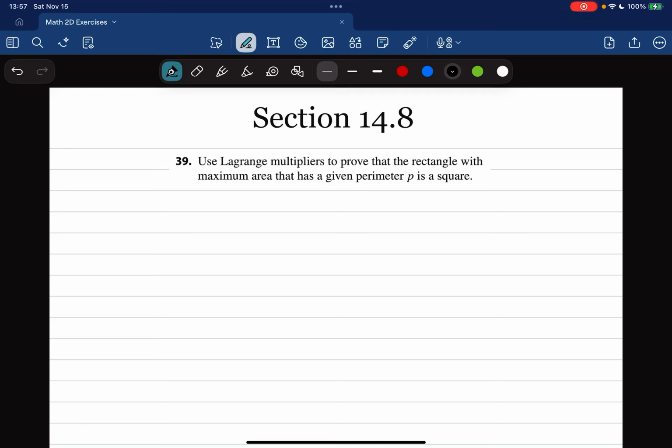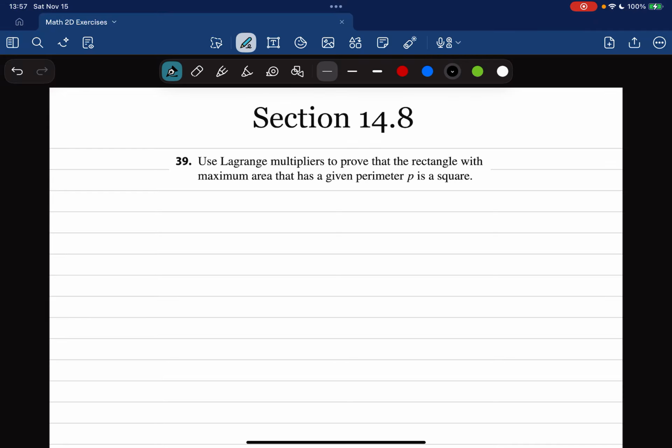Hello, in this video I'll be solving problem 39 from section 14.8 of James Stewart's Calculus Early Transcendentals. This section is about Lagrange multipliers, and this problem asks us to prove, using Lagrange multipliers, that the rectangle with maximum area that has a given perimeter little p is in fact a square.